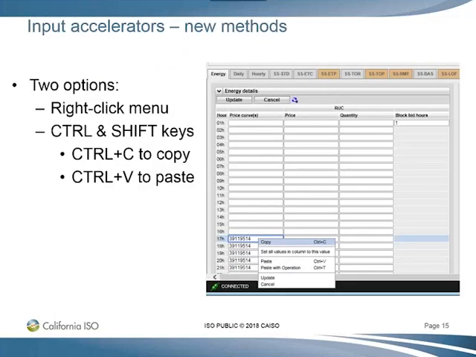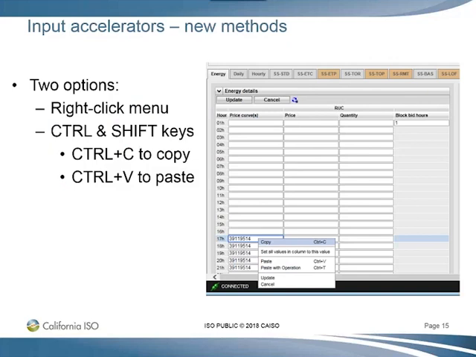There are also some input accelerators, a couple of new methods. Once information is popped up in this data screen, there are two distinct methods of input acceleration on data tables for bids in a created state for editing. Both methods allow you to quickly and easily replicate and duplicate data on a table, very similar to using a spreadsheet. This is accomplished either by using the right-click menu in the data grid, or by using the Control and Shift keys in selecting data, as well as Control plus C for copy and Control plus V for paste.